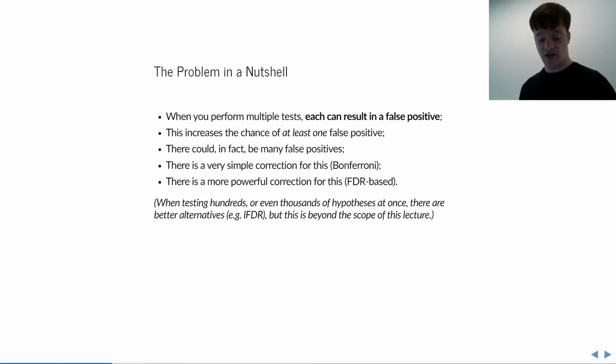There is a very simple correction, which is just to multiply all your p-values by the number of tests. That's called Bonferroni. And there is a much more powerful correction based on the false discovery rate, which I will discuss last. I just want to mention that there are other ways to deal with the multiple testing problem. I think the most successful of which is the local false discovery rate, but that requires at least a basic understanding of Bayesian statistics, which is a bit more involved. So that's not part of this course. I just want to make you aware that there are more complicated ways to deal with this.